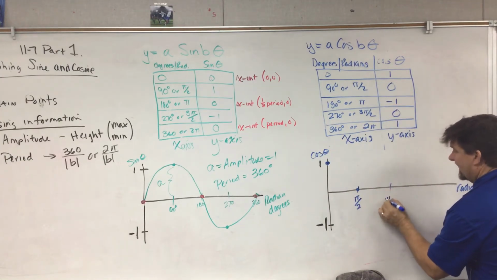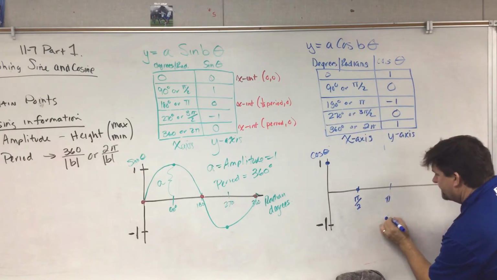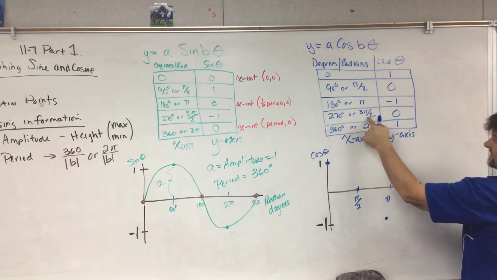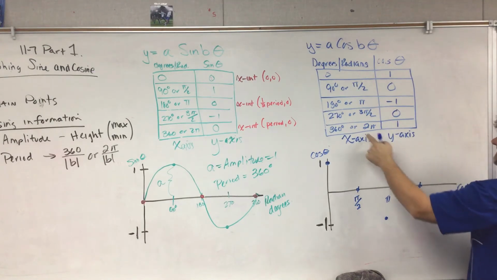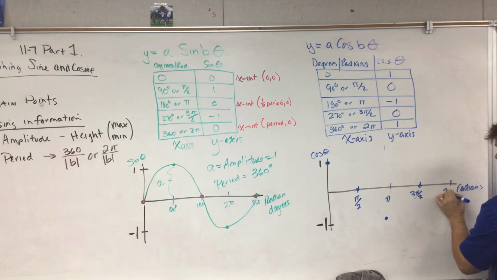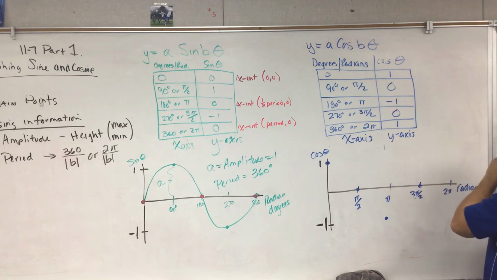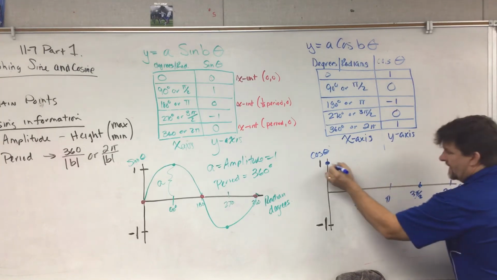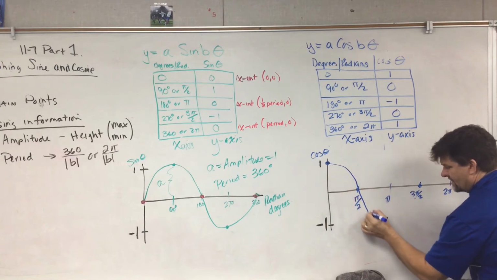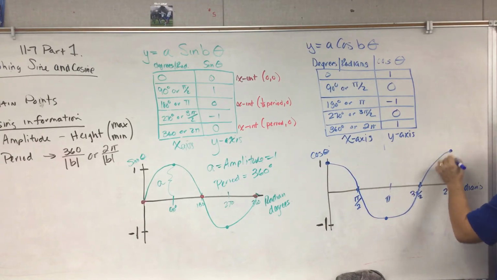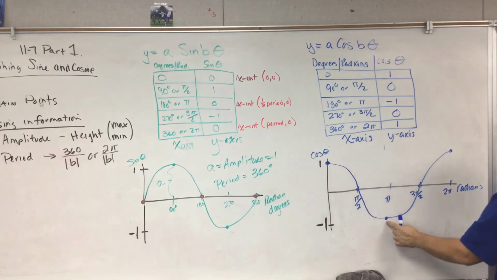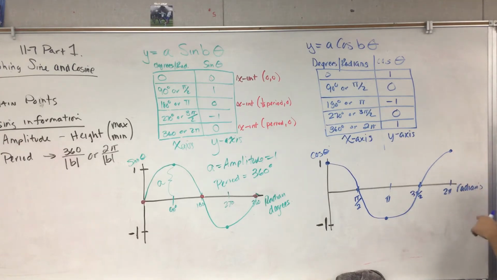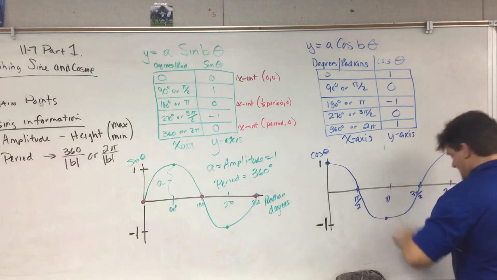And then if I go to pi, I'm down at -1. If I go back to 3 pi over 2, I'm at 0. And then finally, I go back to 2 pi, and I am at, excuse me, I am at 1. And again, it makes a wave. This time it started in the summertime, it's at its highest, back to fall, down to winter, back to spring, back to summer. Okay? So we've got this thing here going.